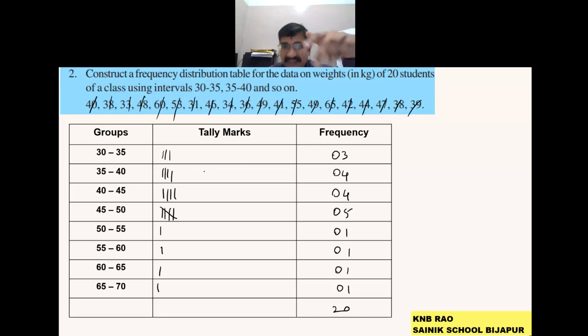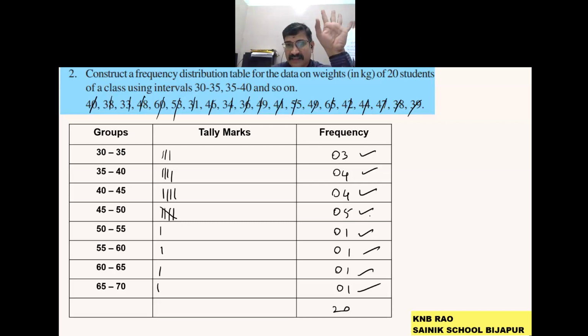So 3, 4, 4, 5, 1, 1, 1, 1. This is correct. Understood? You always have to have clarity in grouping the data. Sir, in this, the mode is 45 to 50 na, sir.